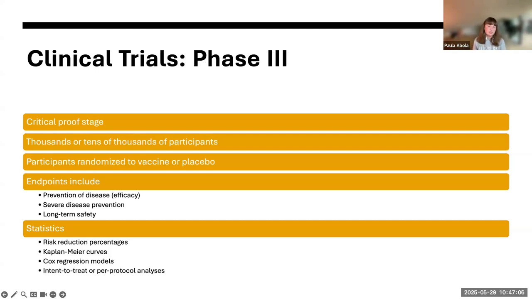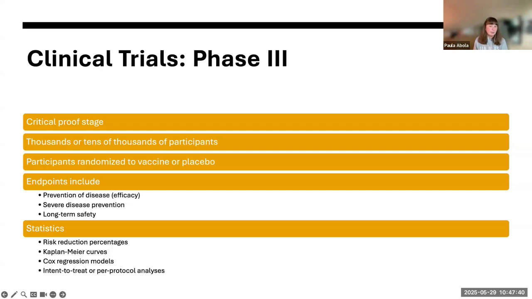We also look at risk reduction percentages. So we calculate risk reduction, often reported as vaccine efficacy. You might have heard of that term also in the COVID-19 news. And here an example is if 1% of vaccinated participants get infected versus 5% of placebo participants, then it would be 80% vaccine efficacy, because you calculate it as 1 minus the risk in the vaccine group divided by the risk in the placebo group, times 100.